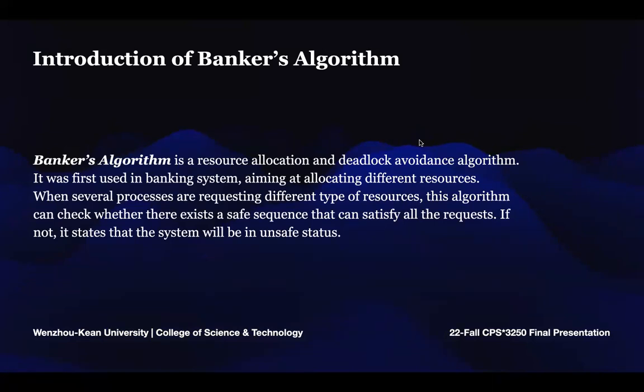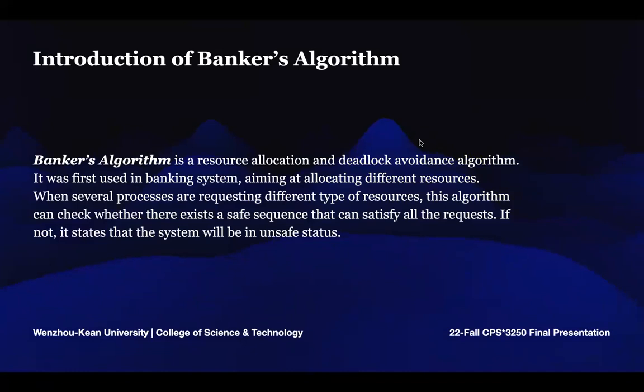Banker's algorithm is a resource allocation and deadlock avoidance algorithm, and it was first used in banking systems, aiming at allocating different resources. So when several processes are requesting different types of resources, this algorithm can check whether there exists a safe sequence that can satisfy all requests. If not, it states that the system will be in unsafe status.